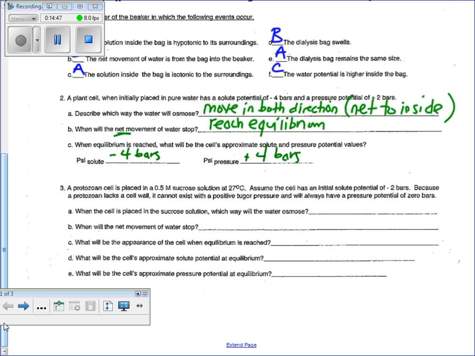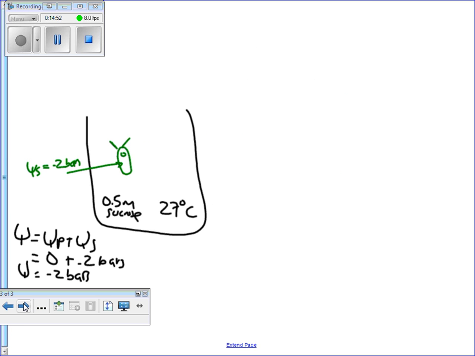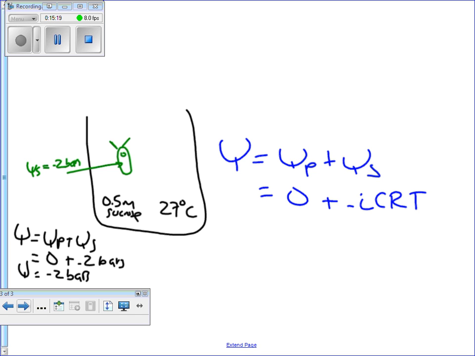So we then need to determine the water potential of the environment. It gives me some pieces, but it doesn't give me all the pieces. So if I want to get the water potential of the environment, I've got to go back to this equation. Again, we're in an open system, so the pressure is going to be 0. How do I calculate solute potential? I just use that formula, negative iCRT.